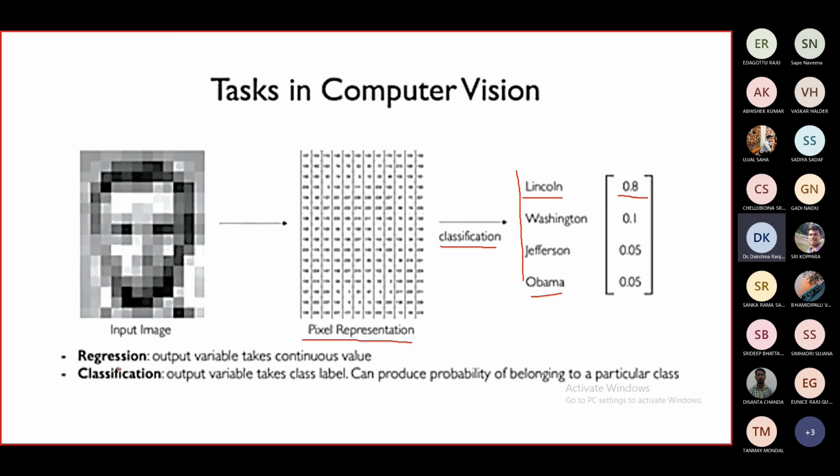So this is the classification problem. Similarly we can consider the regression problem, where the output variable takes a continuous value. In classification, the output variable takes the class label, and it can produce the probability of belonging to a particular class. As I said, in the output of the classification technique we can have matching scores or probability scores, and the class with the highest probability is the one assigned to the input image.